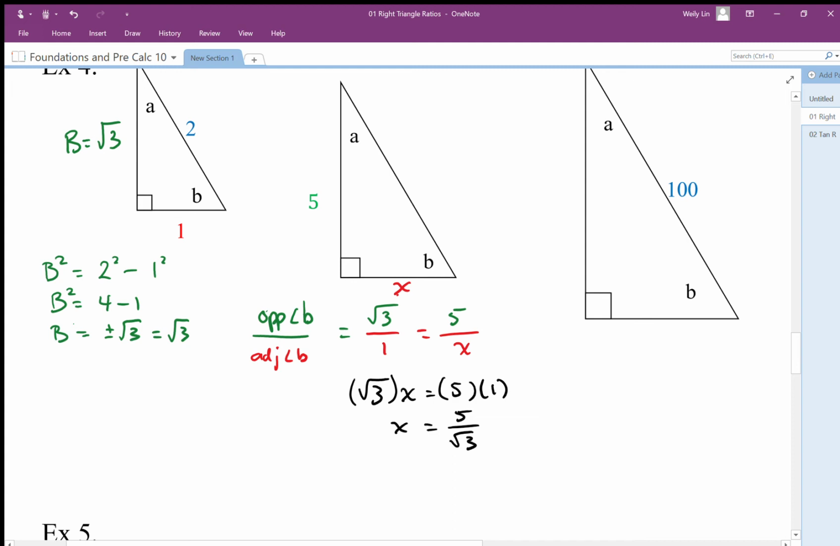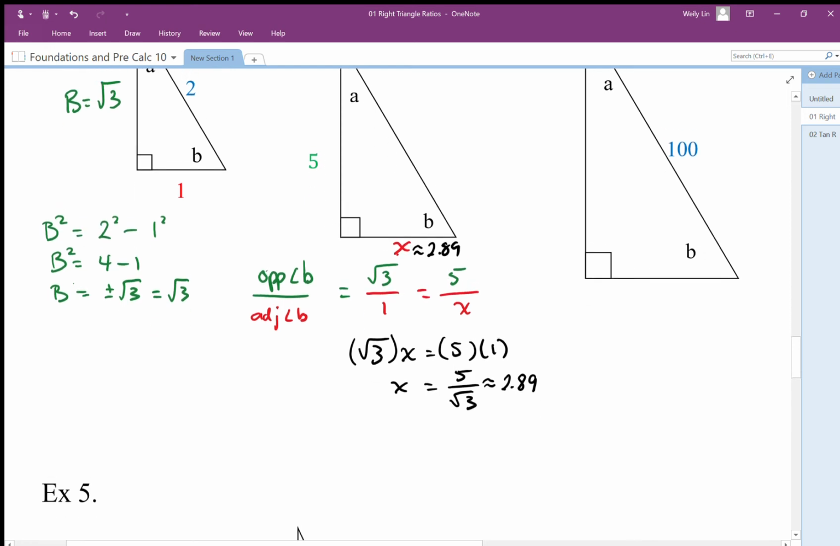Again, I want to encourage you to use these exact value answers. But some of you are really comfortable with decimals, so I will work out the decimal value as well. 5 divided by square root 3 is approximately 2.89. That seems about right. This is about 1.4 to 1. It's not quite twice as big, so that looks about right.